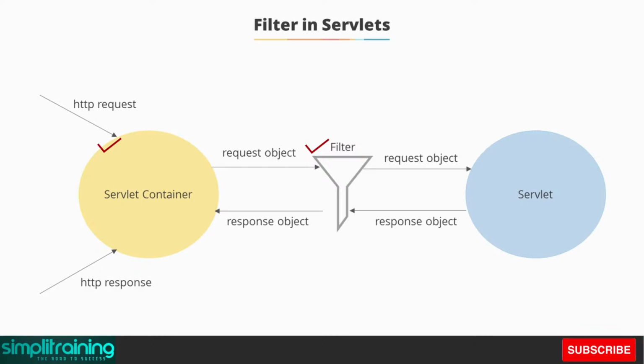The moment the servlet responds with the data, the filter again processes that data, and this is called the post-processing step of the filter. So you can do pre-processing or post-processing before the request hits the servlet, or after the request is returned by the servlet and before it reaches back to the servlet container and then is sent out as an HTTP response.